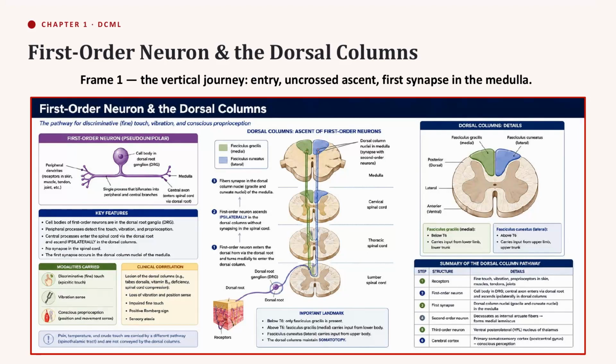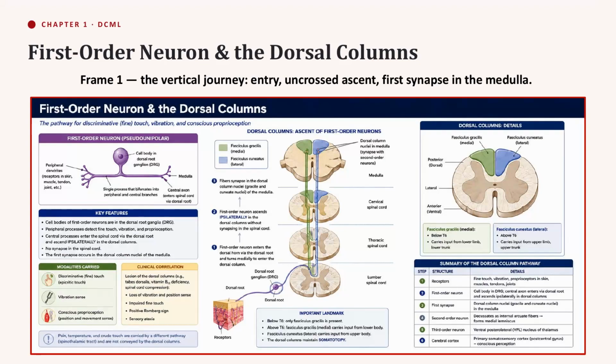That's what they're for. The one clinical point to carry: wreck this pathway and you lose vibration and position sense with a positive Romberg. The patient sways with eyes closed because they'd been using vision to replace the proprioception they've lost. Pain and temperature are untouched. Those ride a different tract. Next slide, we read all of this on a single cross-section.